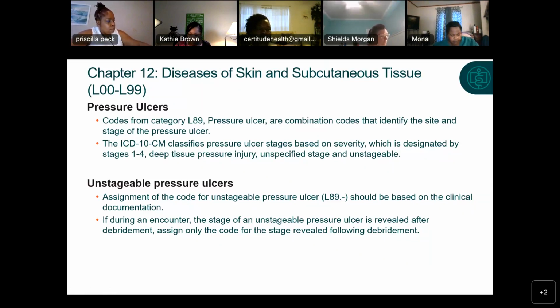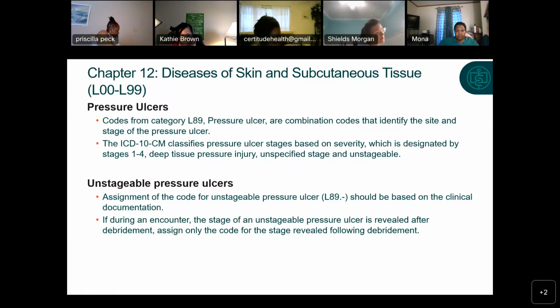There's a lot of detail involved in those codes, which results in a lengthier code, maybe not just 3 characters, but up to 6 or 7 characters, so all of this detail can get in. They're classified by the stage based on severity, stages 1 through 4. And then you have deep tissue pressure injury, and they could also be an unspecified stage or unstageable. So let's first talk about pressure ulcers that are unstageable.